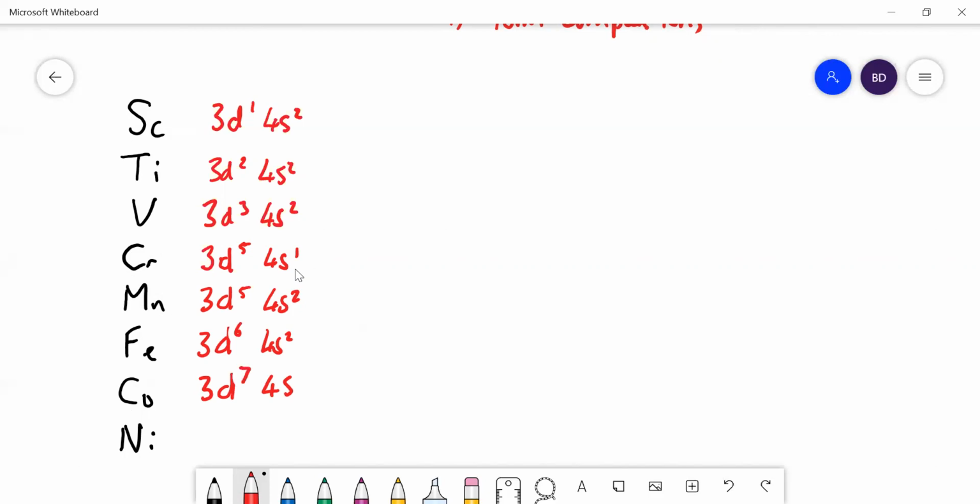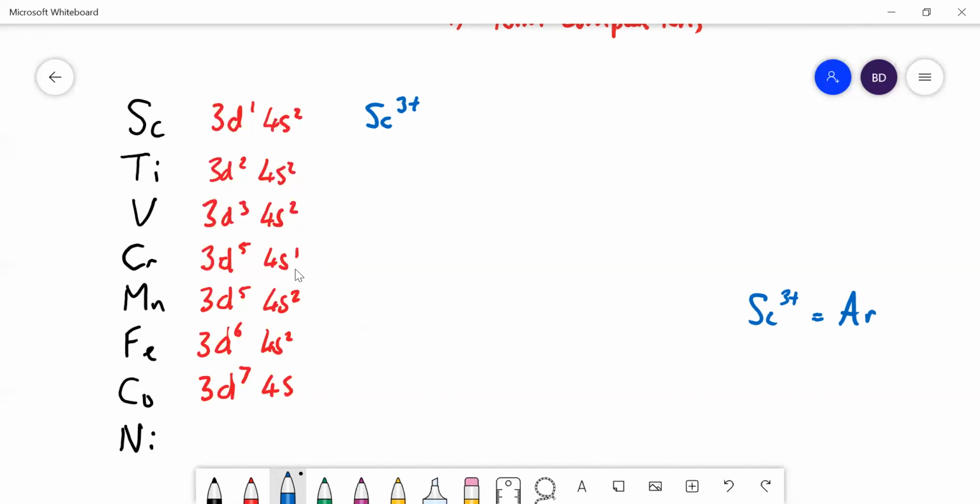Right, let's think about what kind of ions they form then. Scandium only ever forms scandium 3+ ions, okay? And if it does that, it would have a noble gas electronic configuration. The scandium 3+ would have the same electronic configuration as argon. That's why scandium does that.